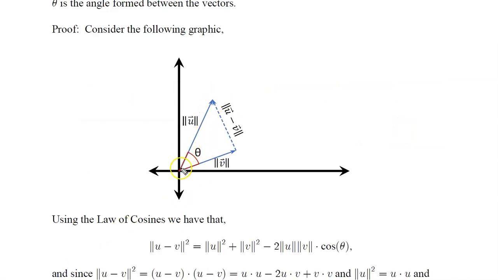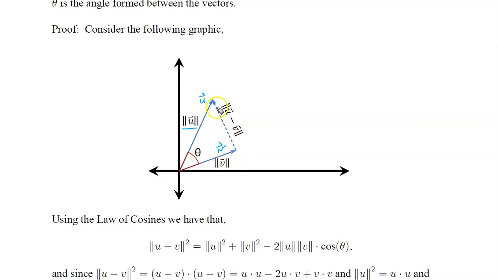So what we have here is two vectors. This is the vector U. This is the vector V right here. Now the length of this vector right here is the magnitude of U. Okay, so this is your vector U right here, and its length is magnitude U. This arrow right here is the vector V, and the length is the magnitude of V.